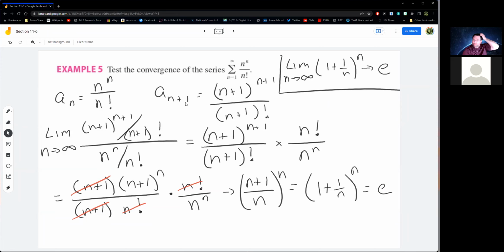So 1 plus 1 over n to the nth power actually converges to e. Now, in this situation, since we're doing the ratio test, e is greater than 1. So this series is divergent.